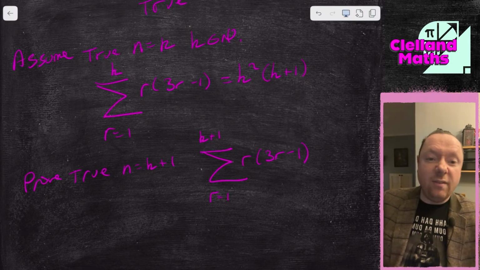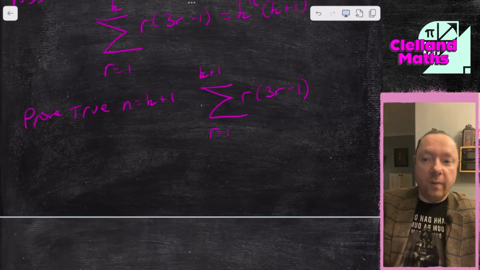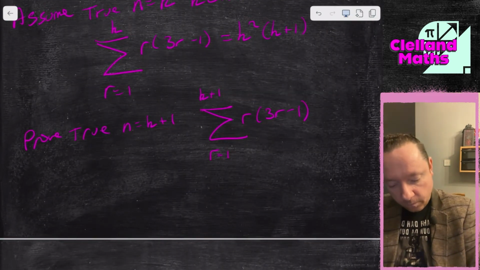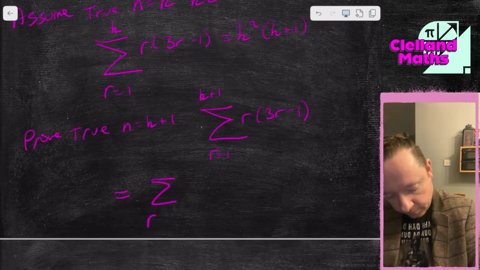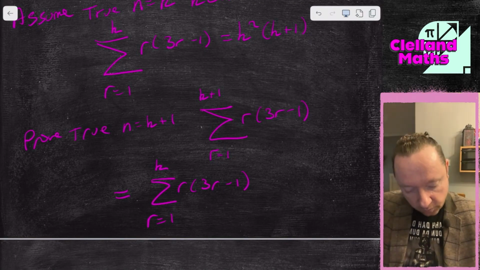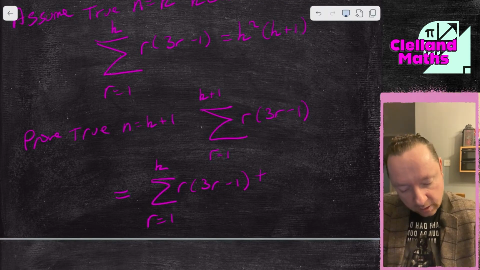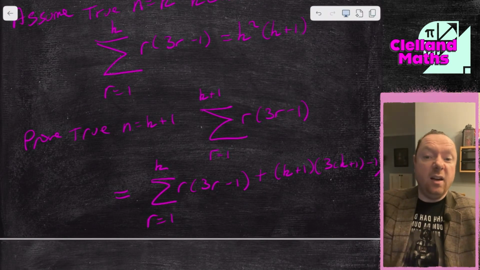So we'll just deal with our left-hand side first and try and get to the right-hand side. So this is one of these ones where you play about with summations. We want to know what that is in terms of the one above. So that equals the sum of r equals 1 to k of r(3r minus 1) plus the next one. So the next one is just putting k plus 1 into here. And that's a trick. So plus (k plus 1)(3 times (k plus 1) minus 1). And then we can just play around with that.